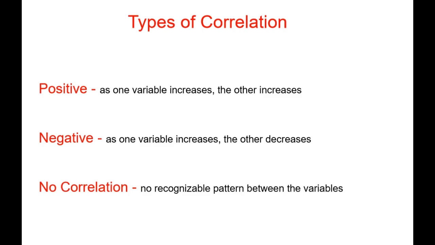First, we're going to look at the types of correlation. If a scatter plot has positive correlation, that means as one variable increases, the other increases as well. Negative correlation is when one variable increases, the other one decreases. And when there's no correlation, we can't recognize any pattern between the variables. As one increases, it sometimes decreases or increases. There's no set pattern in that data.